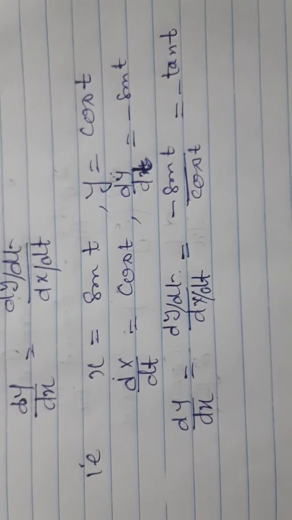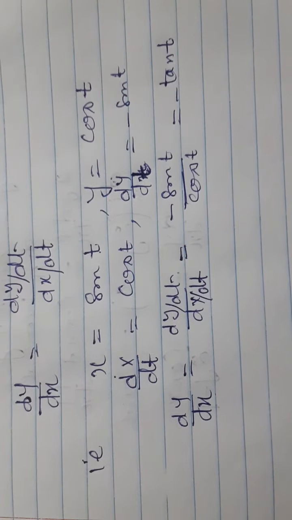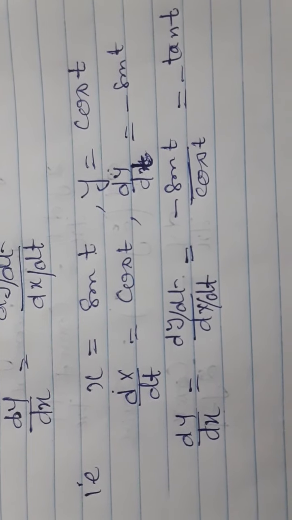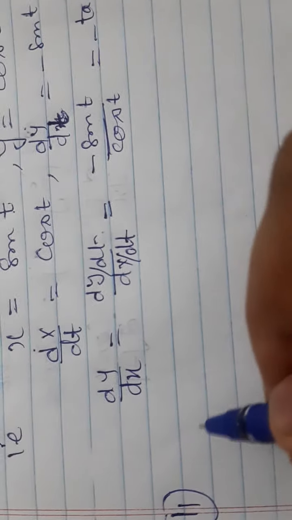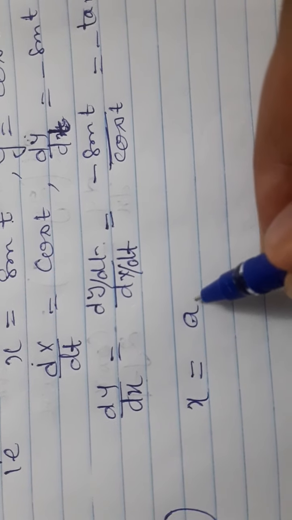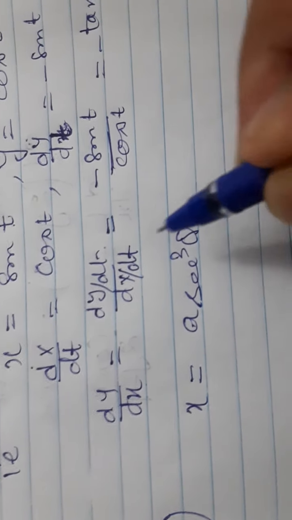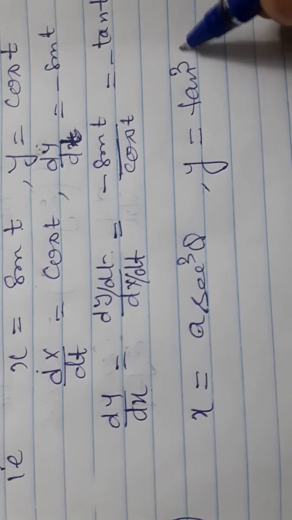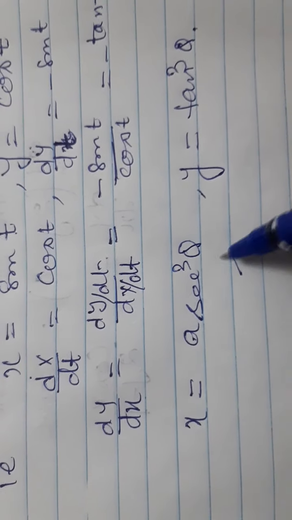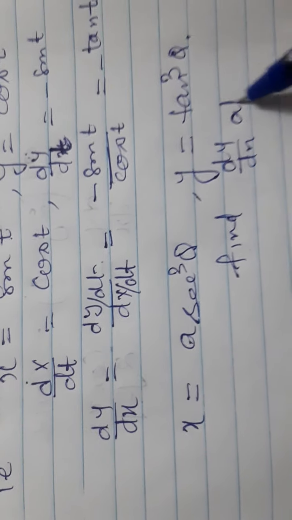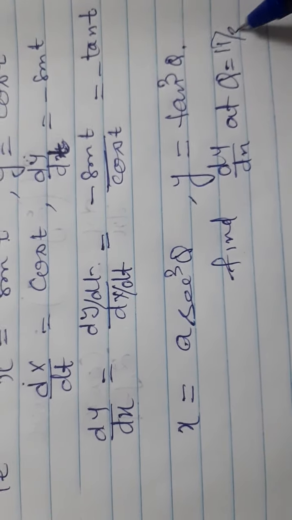We take one more example of the same parametric function. I am taking the second example here: x equal to a sec cube theta and y equal to tan cube theta. Find dy/dx at theta equal to pi by 3.